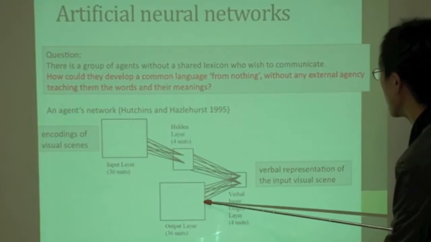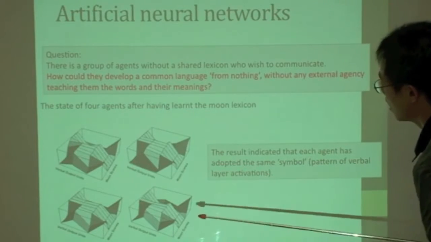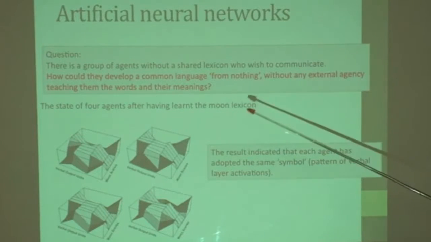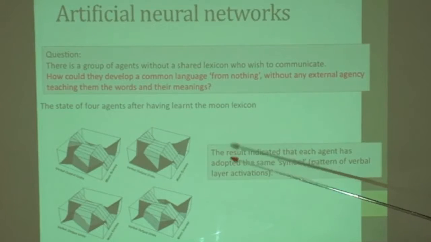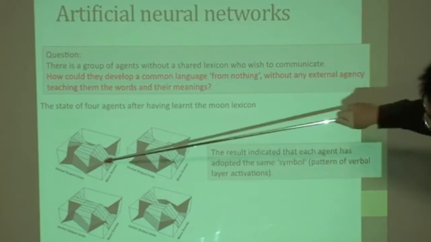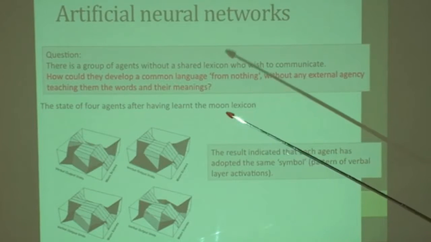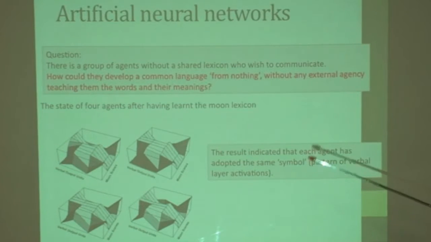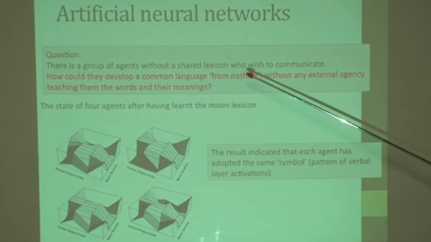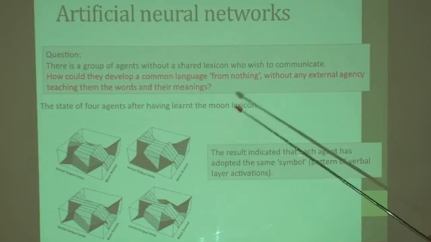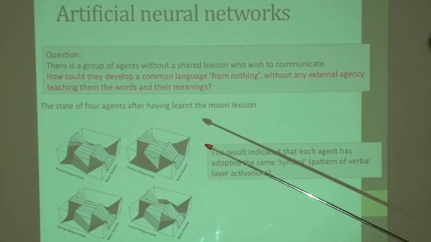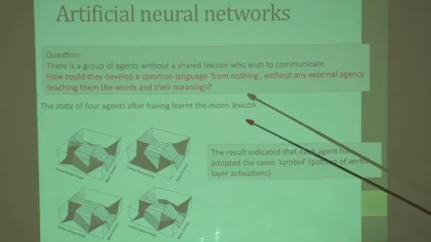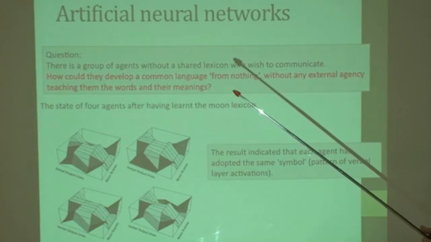And in this research, we have 4 agents. This picture shows the state of the 4 agents after having learned the words, and you can see these 4 pictures are very similar. So this experiment results in each agent adopting the same symbols from nothing. This is the result of the research, and it shows that the agents have the ability to generate a common dictionary from nothing.